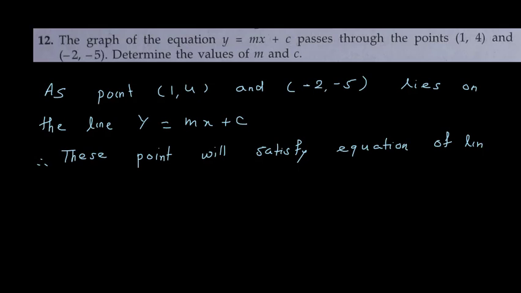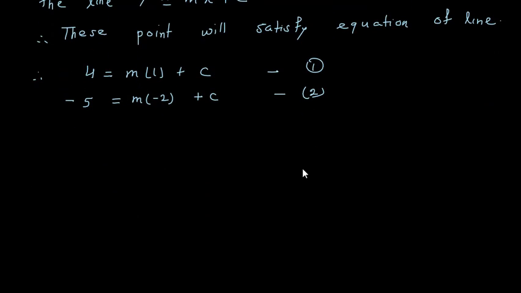So therefore I will put 4 in place of y in one equation. So 4 is equals to, it will become m into x is 1 plus c. This is your equation number 1, and minus 5 will be equal to m into minus 2 plus c. This will become equation number 2. Now I can subtract equation 2 from equation 1.